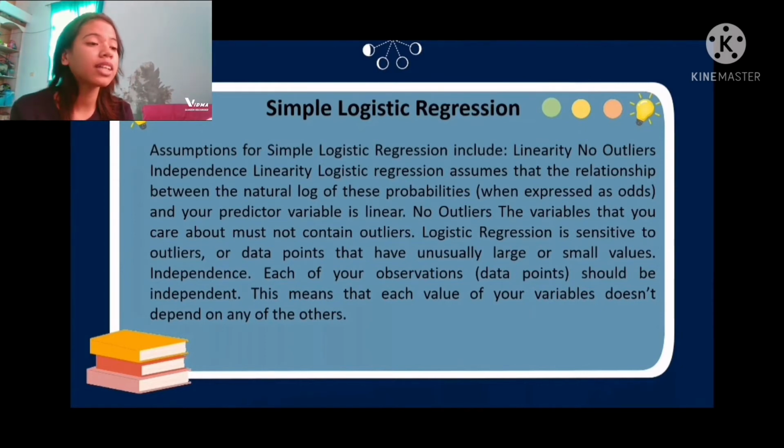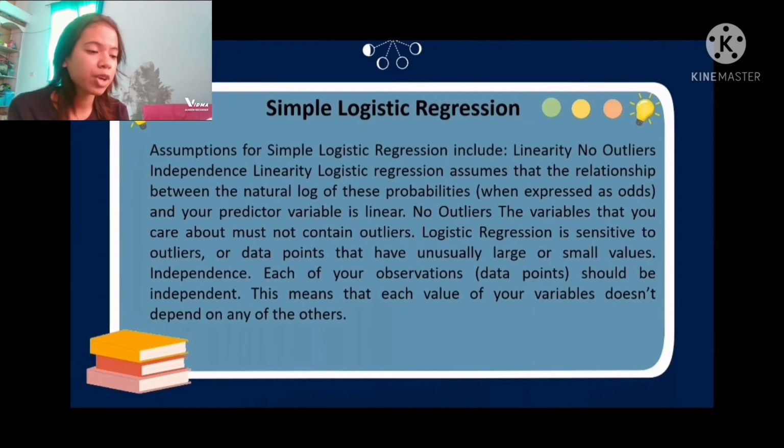Variables that you care about must not contain outliers. Logistic regression is sensitive to outliers, or data points that have unusually large or small values. So, you can tell if your variables have outliers by plotting them and observing if any points are far from all other points.